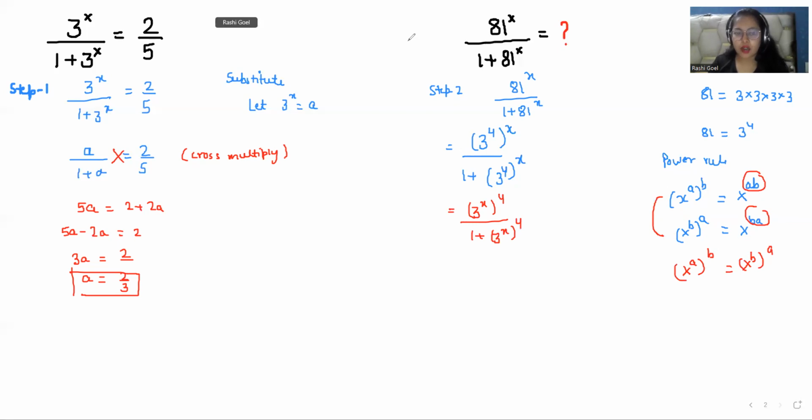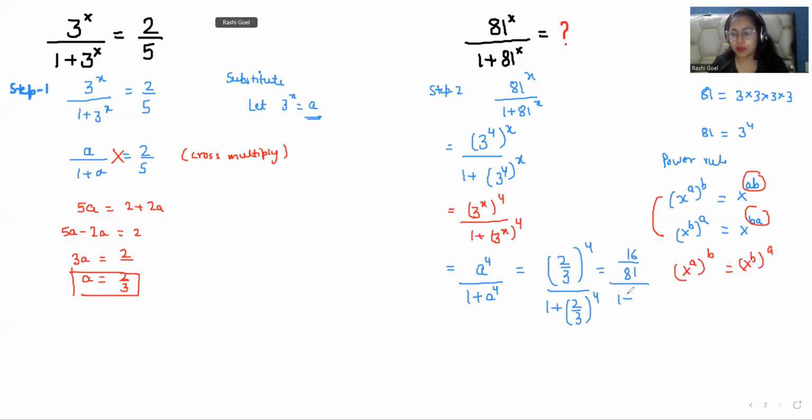Now we have the value of 3 power x that we assumed as a. So I can write a power 4 upon 1 plus a power 4. Now we have the value of a also, so I can substitute: 2 by 3 power 4 over 1 plus 2 by 3 power 4. So I can write it as 2 power 4 is 16 over 3 power 4 is 81.